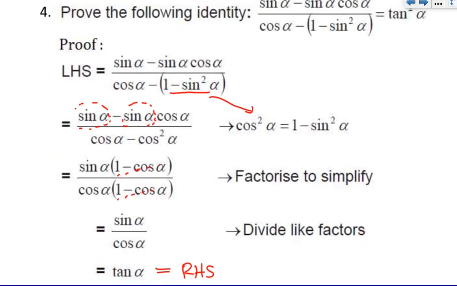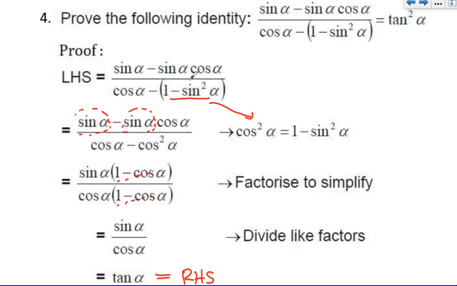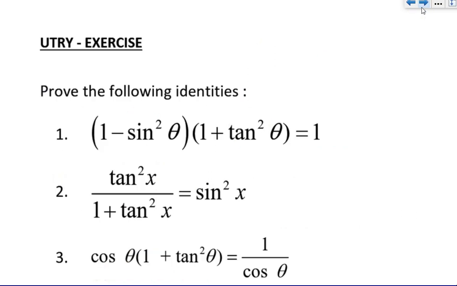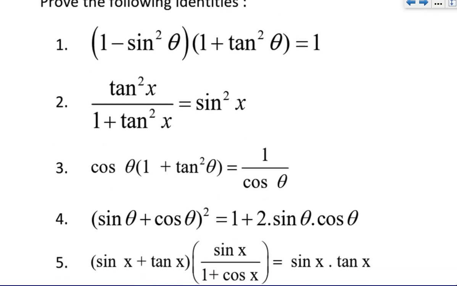If you follow the steps and you follow the explanations that I've given you: factorization is important, removing common factors is important, using your square identities, not only in sine squared plus cos squared equals 1, but in different formats. Right, so these are your 6 examples that I want you to attempt.